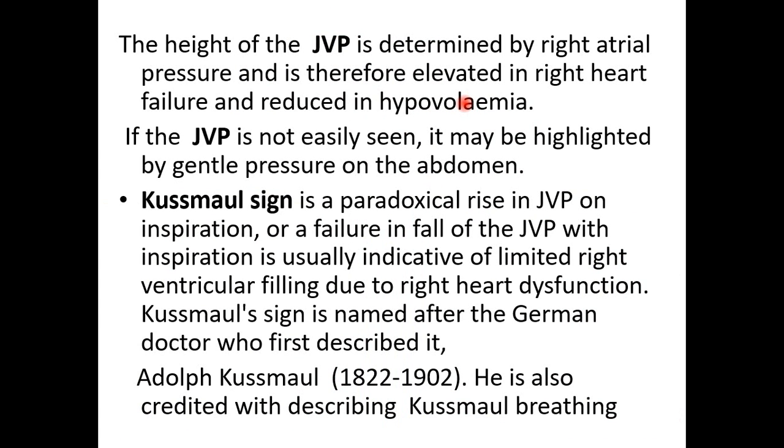The height of the JVP is determined by the right atrial pressure and is therefore elevated in right heart failure and reduced in patients with hypovolemia. If the jugular venous pressure is not easily seen, it may be highlighted by gentle pressure on the abdomen, the hepatojugular reflux, as we said, if we do not see the JVP obviously.